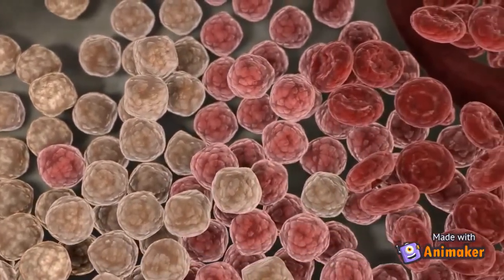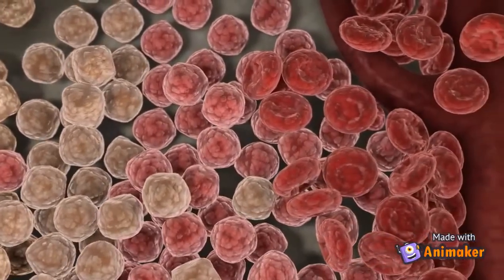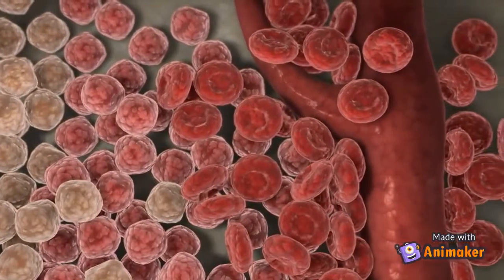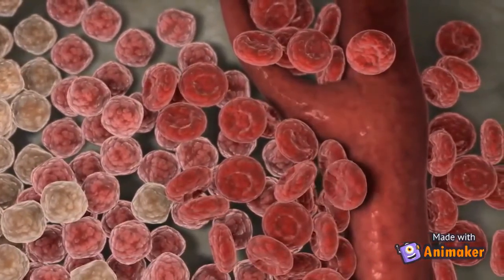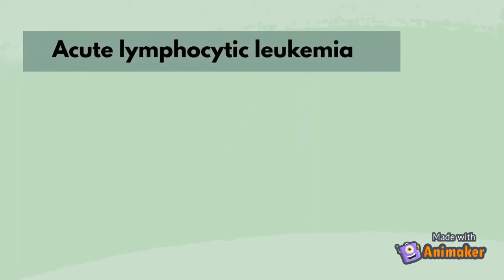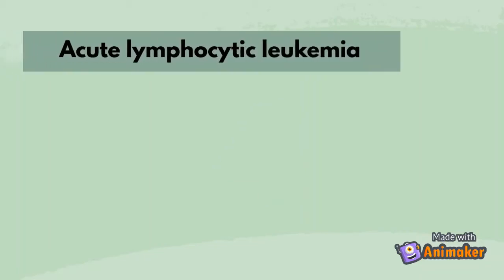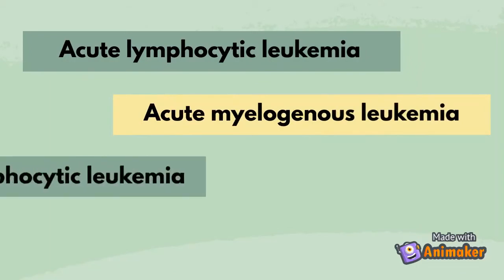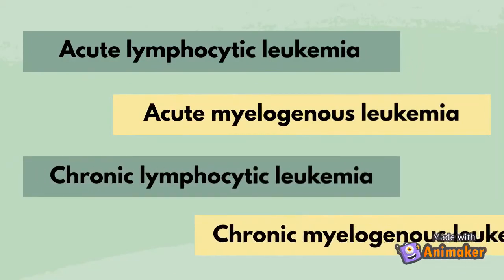Over time, these cells will outgrow the healthy blood cells in the bone marrow, leading to fewer numbers of healthy white blood cells, red blood cells and platelets. There are four major types of leukemia. The first one is acute lymphocytic leukemia, which is the most common type of leukemia in children. The second one is named acute myelogenous leukemia, the most common type of acute leukemia in adults. Next in line is chronic lymphocytic leukemia and chronic myelogenous leukemia.